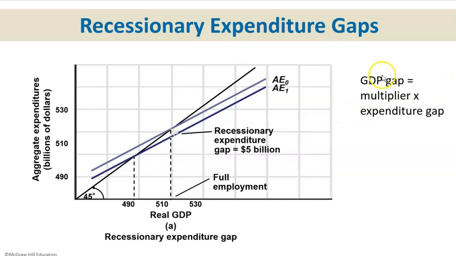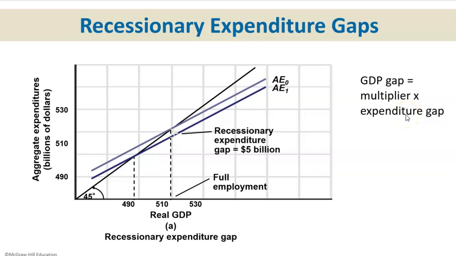So for instance, if they give us the two different GDPs, the 490 and the 510, we can find the GDP gap, that's 20 billion, and you know how to solve for the multiplier already. So let's say our multiplier is 4, then we can solve for the amount that the expenditure gap would need to change to fix the problem. So our expenditure gap is 5 billion.